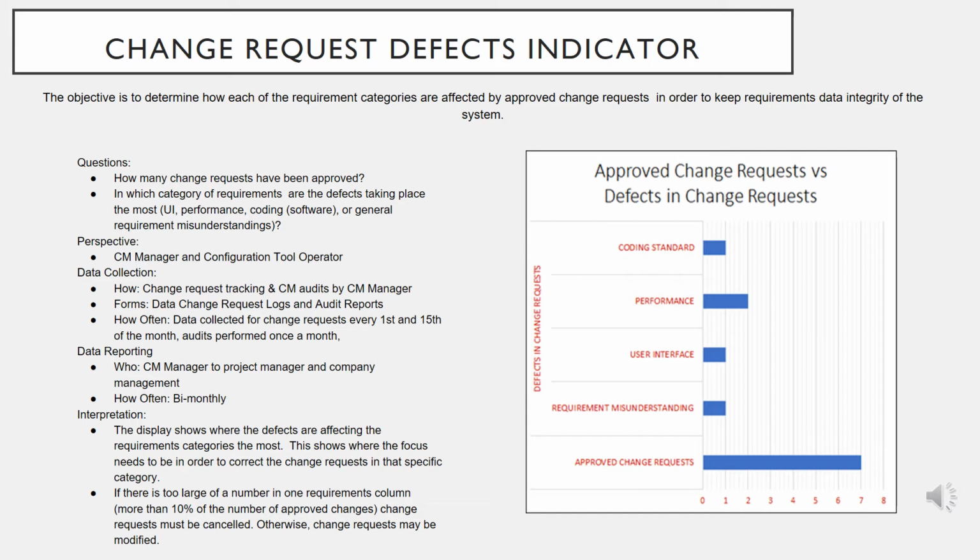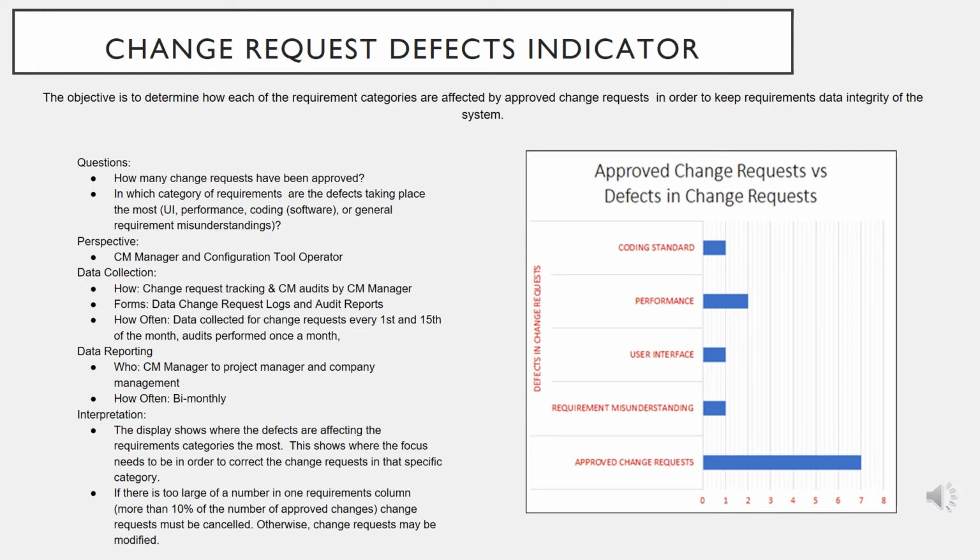In this case, performance has the most approved change requests, so we have to keep an eye on why this is happening. This is done by having data change request logs that are done every first and 15th of the month, and also by having audit reports performed once a month. These are done by the CM manager and all the management team.